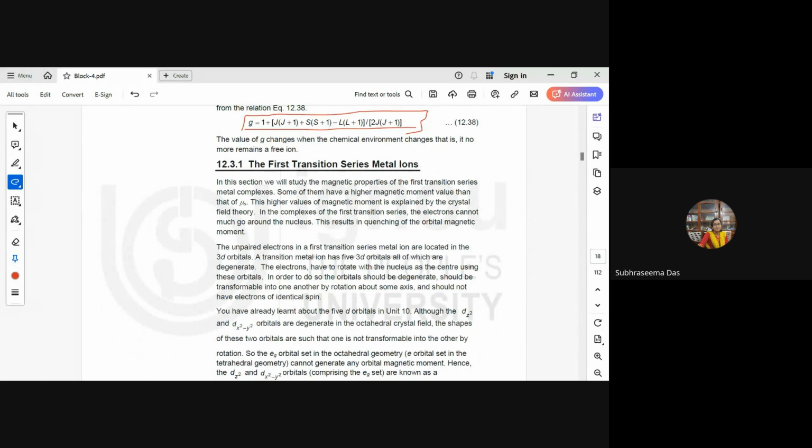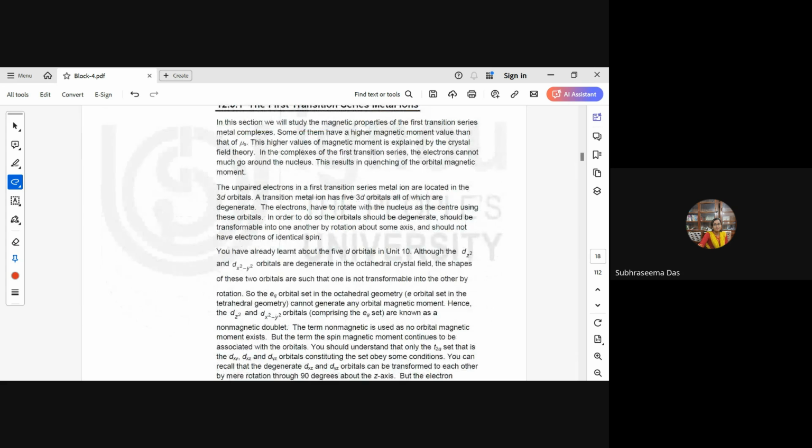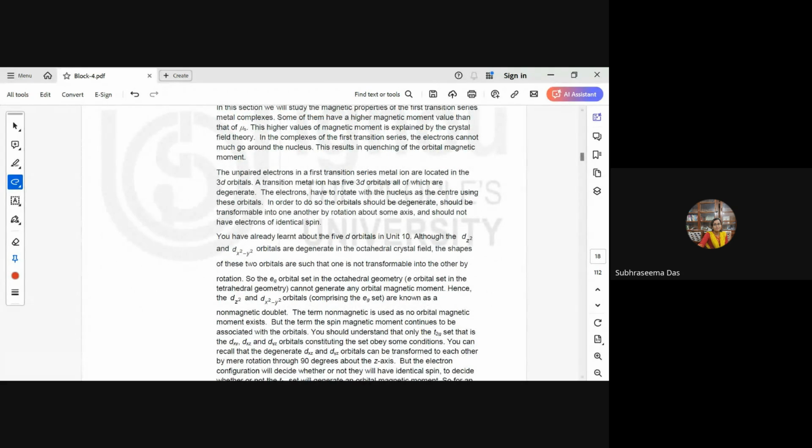So the first transition we'll talk about is the first transition metal series. We know they have a higher magnetic moment value than that of the spin only magnetic moment. This is explained by CFT. In the complexes of the 3d series, the electrons cannot go around the nucleus. As a result, quenching of the orbital magnetic moment happens, and only the mu_S value is considered. The unpaired electrons in the first transition series are located in 3d. The electrons have to rotate around the nucleus in their orbitals.